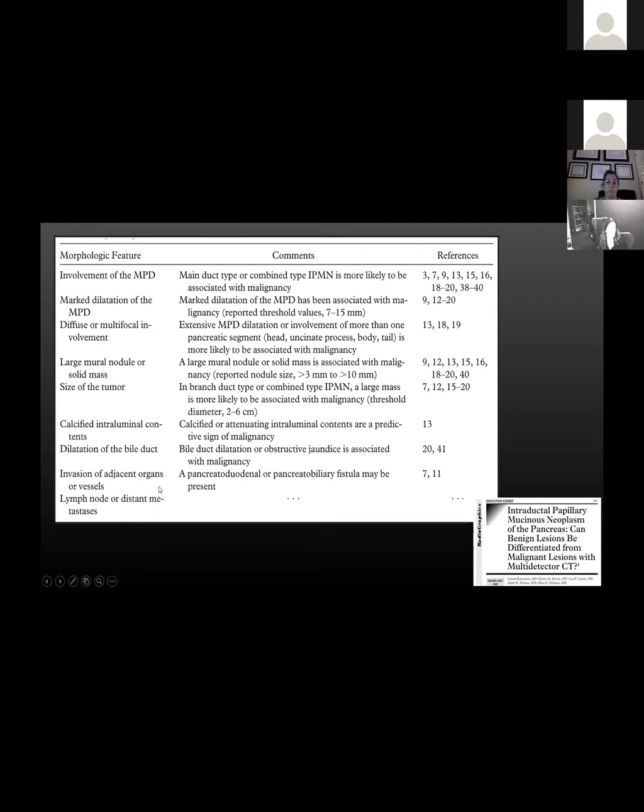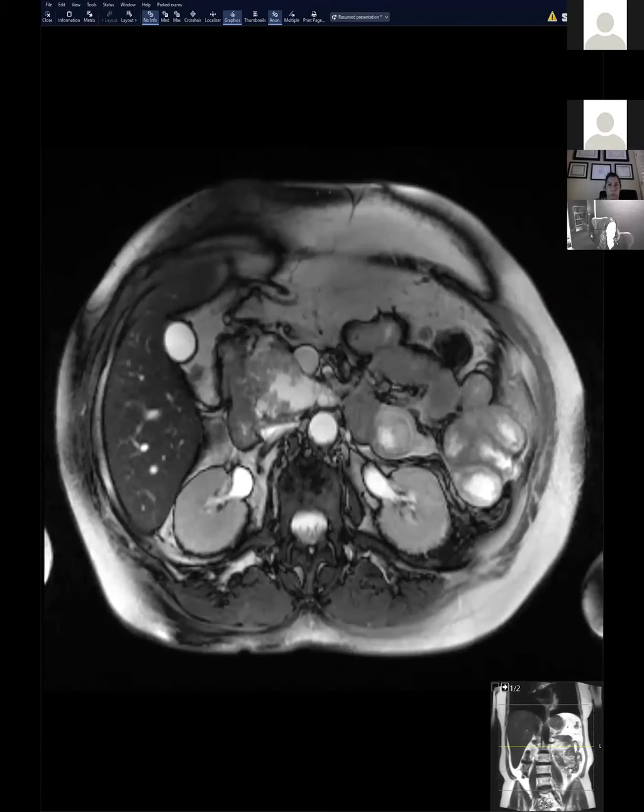But again, on imaging, it's hard to differentiate. All we can say is that there are high chances of malignancy when we see this frondy soft tissue, but what we can't tell is whether it's just high-grade dysplasia, or whether there are foci of invasive adenocarcinoma in these lesions. That's all I have. Great summary.